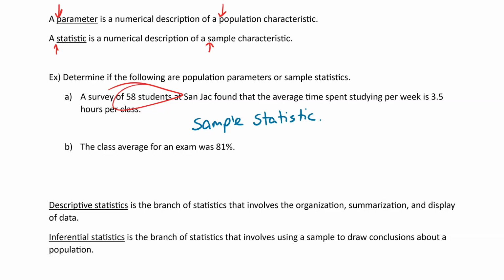For part B, the class average for an exam was 81%. So in this case, since we're just talking about that class, it did include the entire class. So the class would be the population. So it's talking about the population, so it's the population parameter.